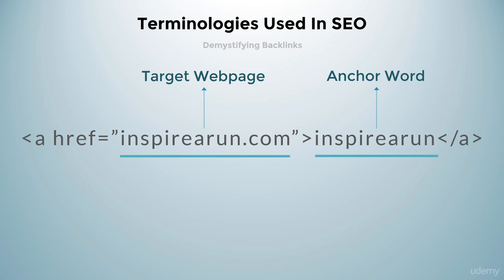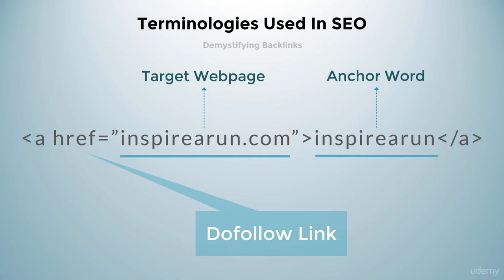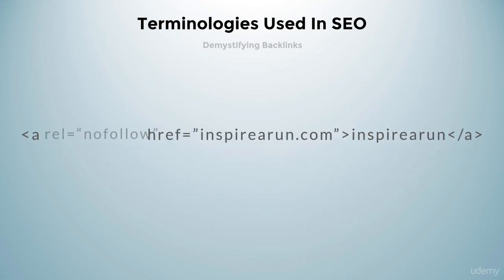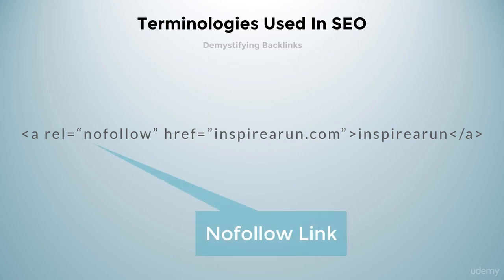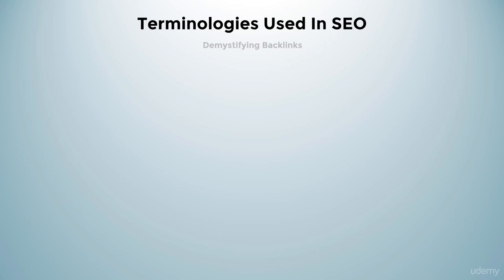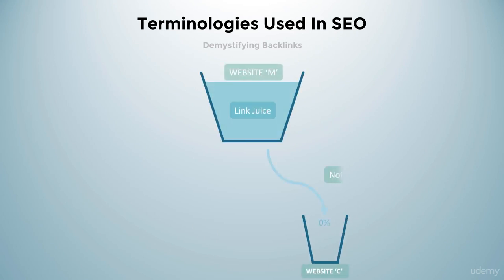The above HTML link is an example of a dofollow link. If I add the rel="nofollow" attribute inside the A tag, then it will become a nofollow link. The nofollow attribute requests the search engine not to pass the link juice from the source page to the linked page or the target page. Link juice is nothing but the domain authority or search engine visibility, which we saw in the technical SEO section.